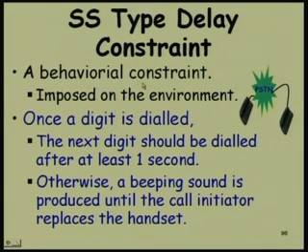The behavioral constraint will be imposed on the environmental event, right. Let us look at an example. Once the user dials a digit, they must dial the next digit after at least 1 second. In the normal handsets that we have here, we do not have this situation because it does not produce a dial digit to be dialed within a certain time.